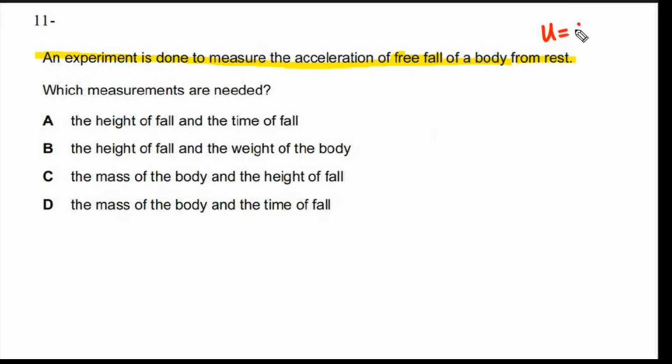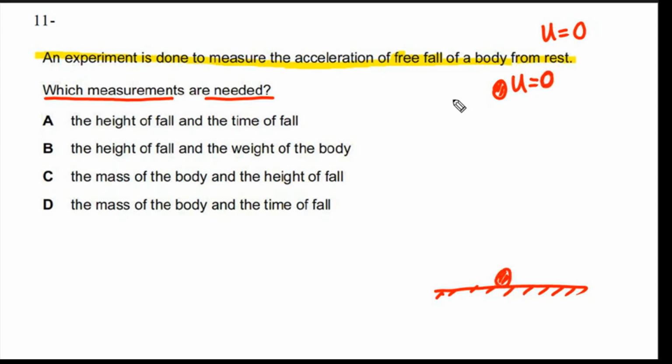So this is what rest is telling us. What we need to find out are the measurements we need to calculate acceleration. So let's first of all try to set up this experiment. How can we find the value of g, the acceleration? So here is the ground, as you can see here. Let's say we drop this ball from rest, meaning initial velocity is equal to 0, and finally the ball will hit the ground at this point.